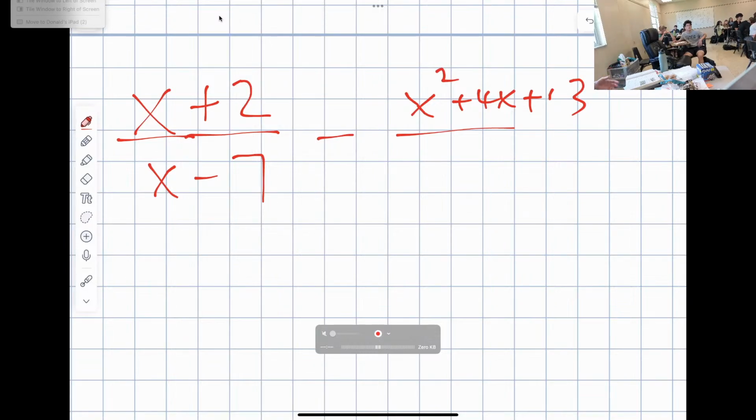Now, you don't have to change it. If you want to change the order here, you can do that. It'll be negative x over 3x minus 2. Either answer is acceptable for me. They both are good.